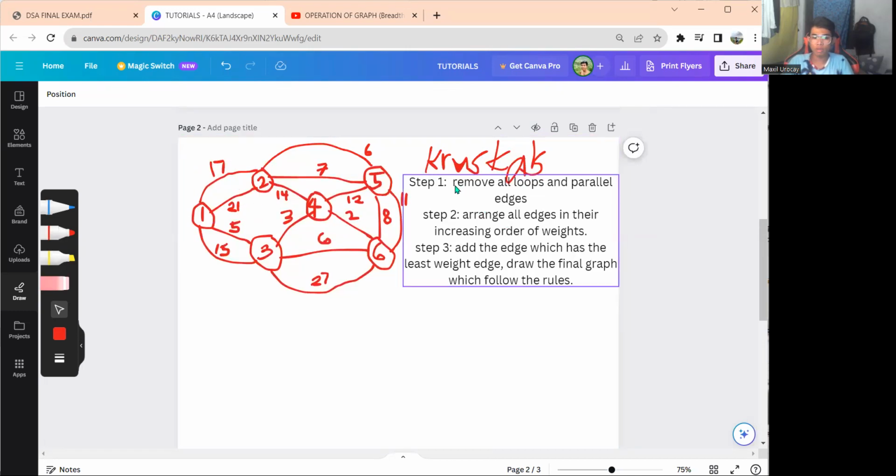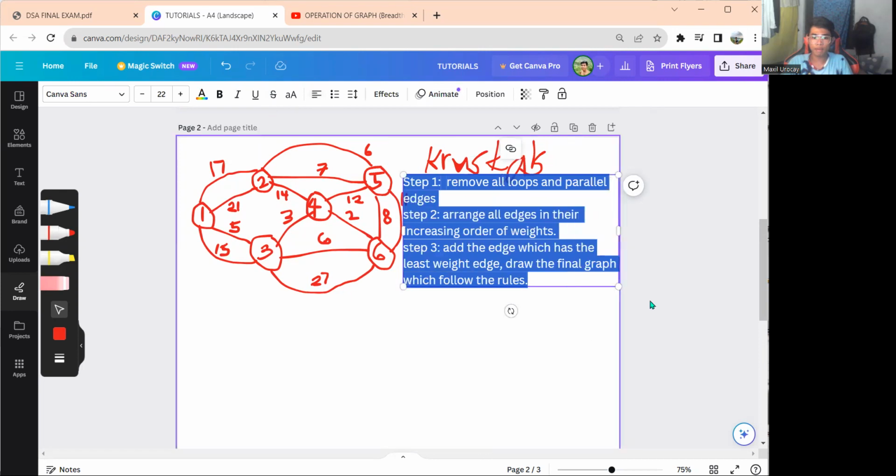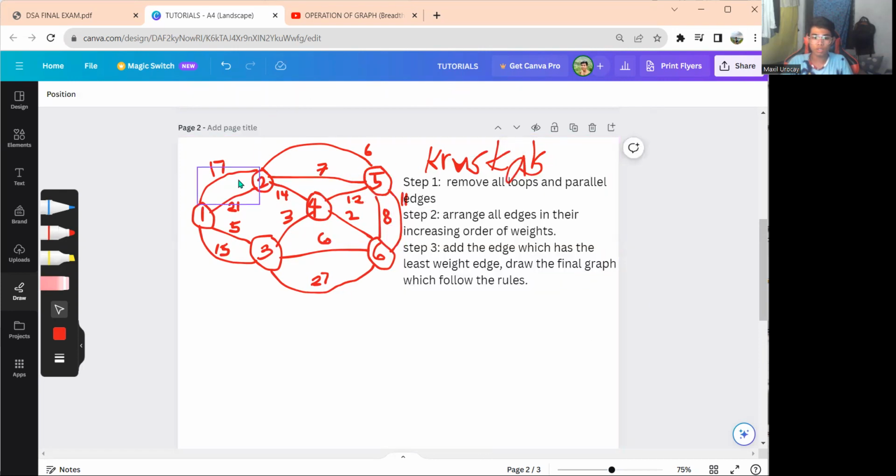Right now, going back to this one, the steps start from removing all the loops. So as we can see here, we do have loops.